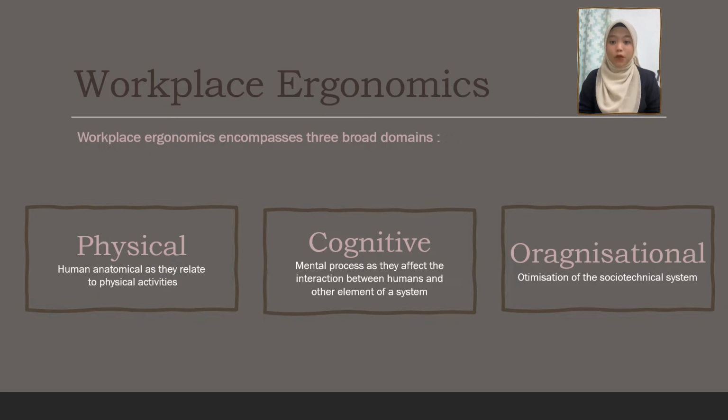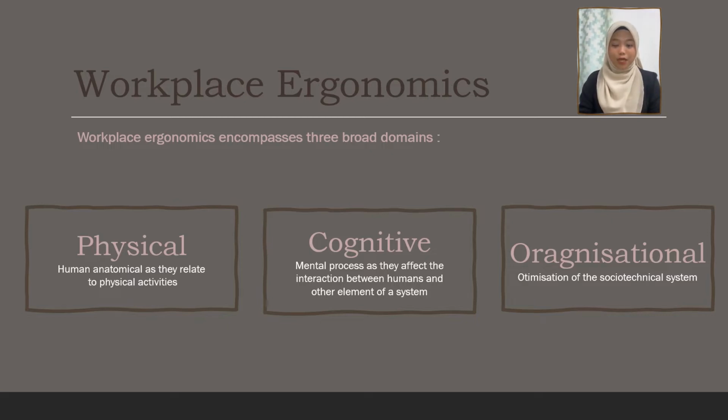Workplace ergonomics encompasses three broad domains: physical, cognitive, and organizational. Although the domains are independent, the physical domain continues to be the primary focus of many ergonomics education models for workers. The first one is physical. It is concerned with human anatomical and biomechanical characteristics as they relate to physical activity. For example, the relevant topics are working posture, material handling, repetitive movement, workspace layout, and safety and health.